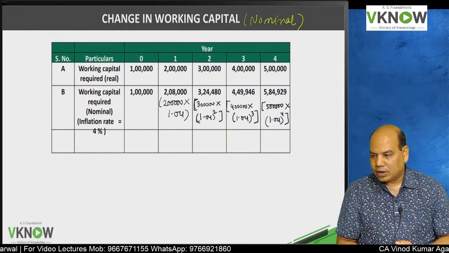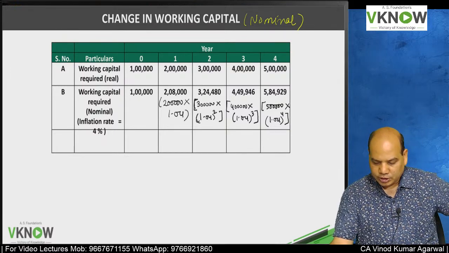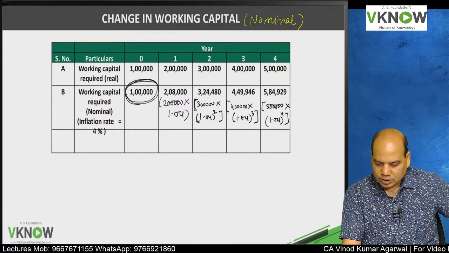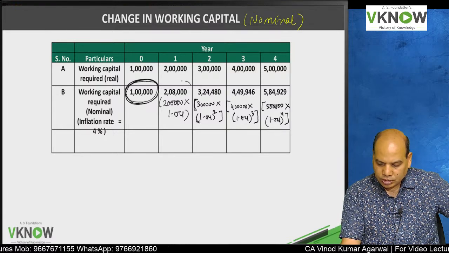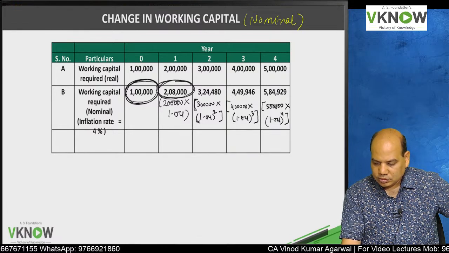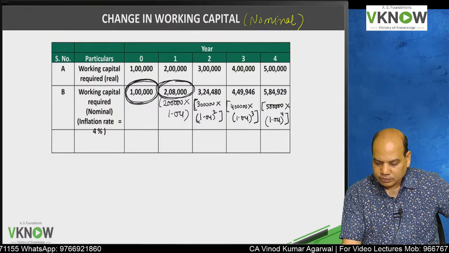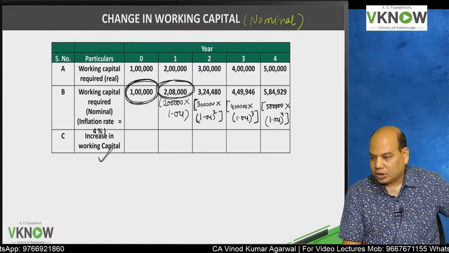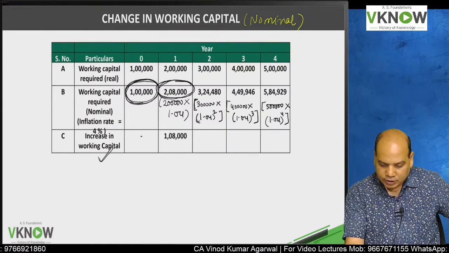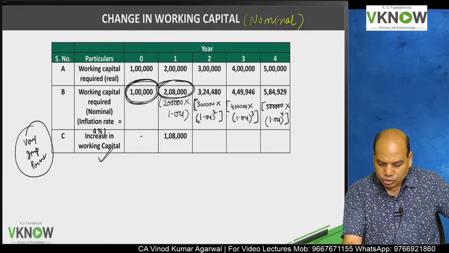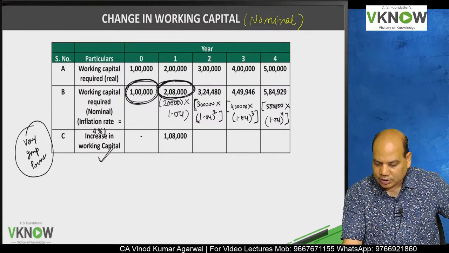Working capital requirement in nominal terms we have computed. We have invested 1 lakh here in year 0. But our requirement is 2,08,000 in the beginning of year 2, end of year 1. So how much more working capital will be required? Right, increase in working capital. Very important point. So what is the mistake the student can make? The student will not go to this line. They will simply take 2,08,000.